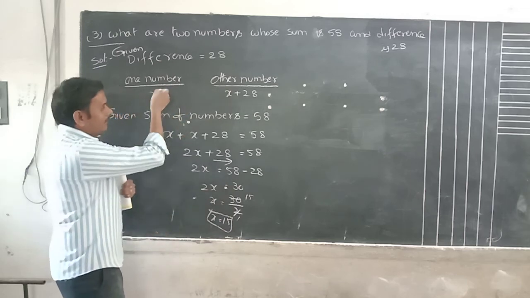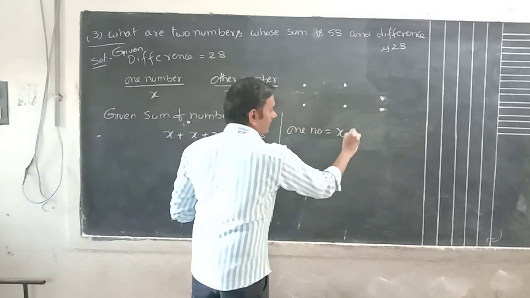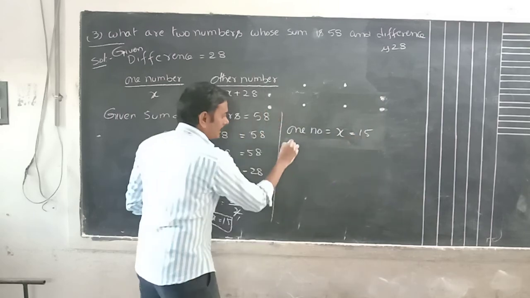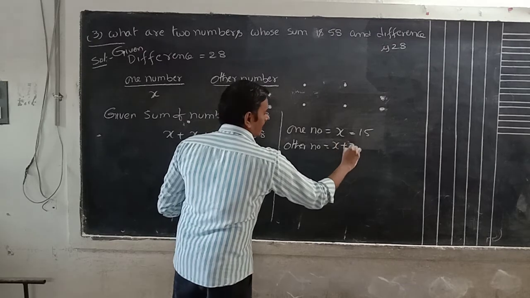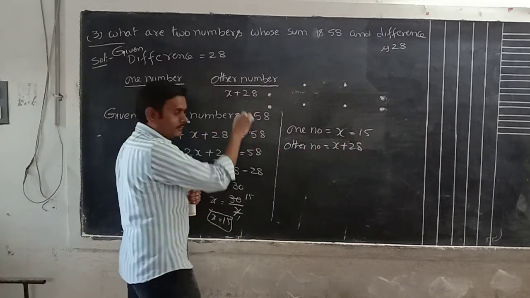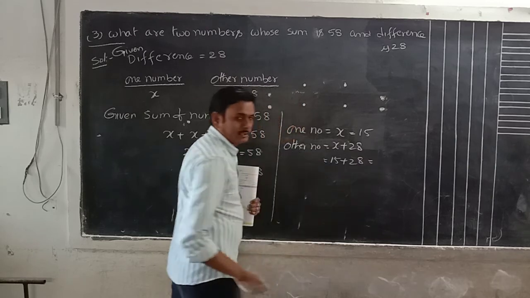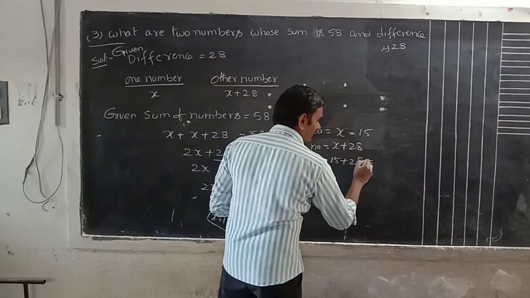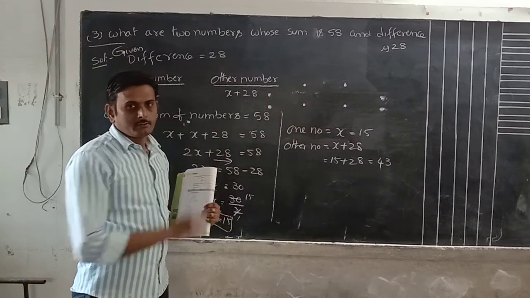Now we can calculate one number and the other number. One number equal to x, that is 15. Other number equal to x plus 28. That means 15 plus 28. 15 plus 28, 8 plus 5 is 13, and 1 plus 2 gives 43. One number is 43, the other number is 15.